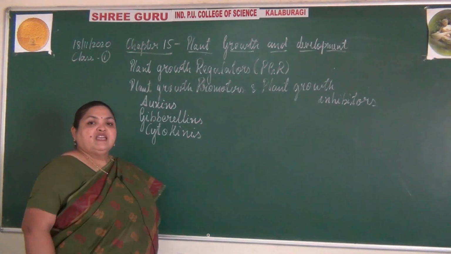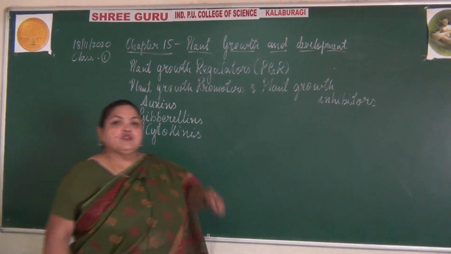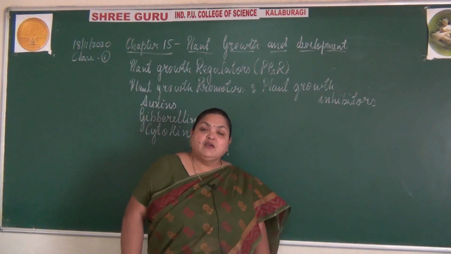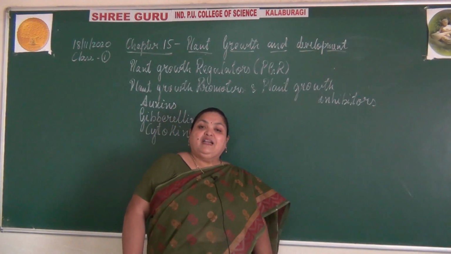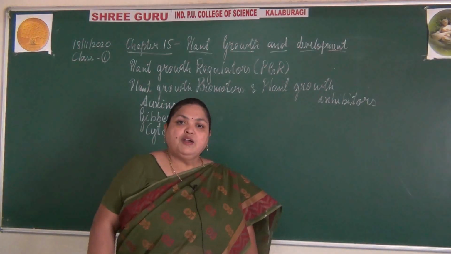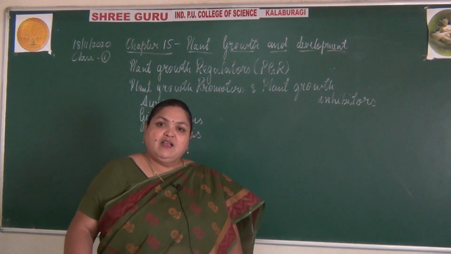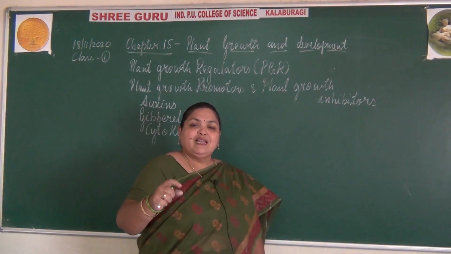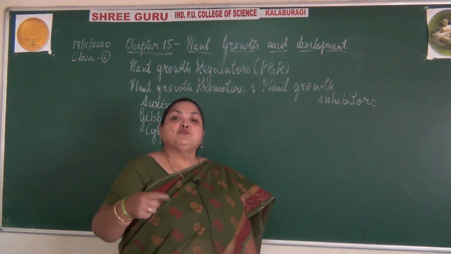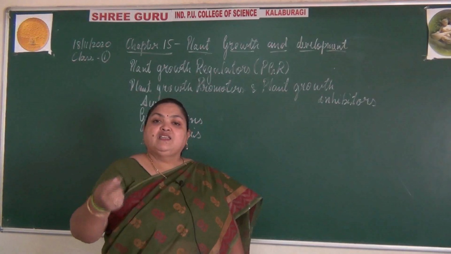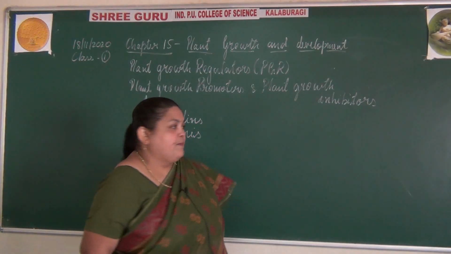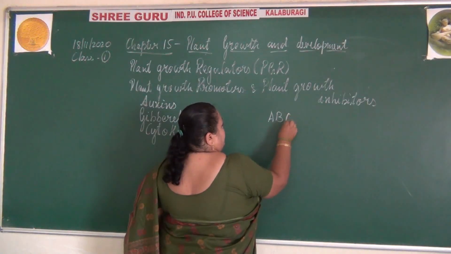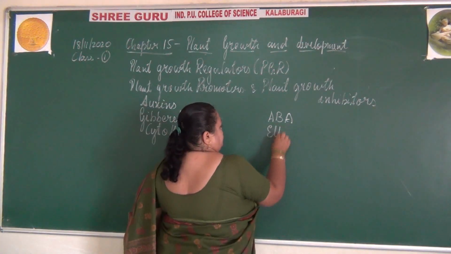And plant growth inhibitors. Inhibitors means those which will slow down the process of growth but undergo the process of de-differentiation or differentiation, so that at that moment of time the activity of the cell is stopped and it is modified to perform other functions. For example, abscisic acid and ethylene.